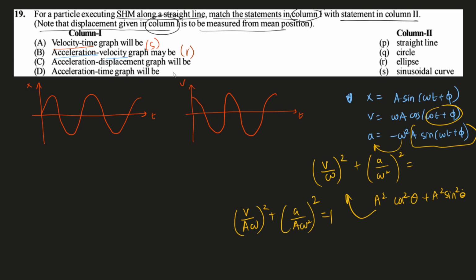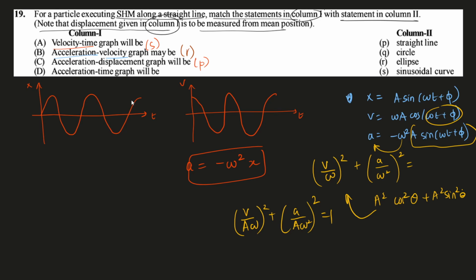Acceleration displacement graph will be, well, we can just look at it from here. We know for a fact that in SHM, the basic equation on which we solve all types of SHM problems is a equals negative omega squared x, and that's a straight line. So this is going to be P.